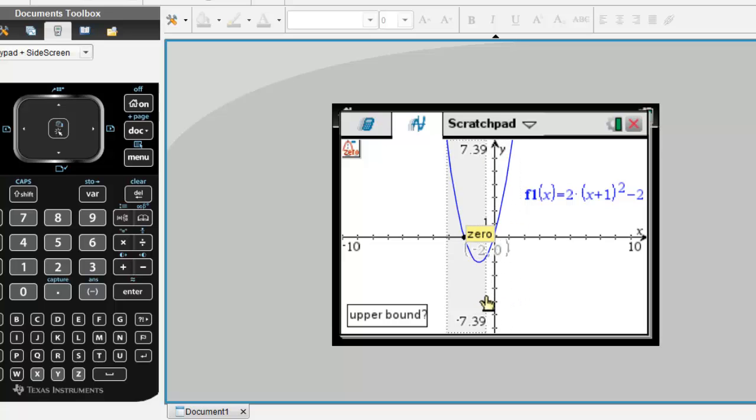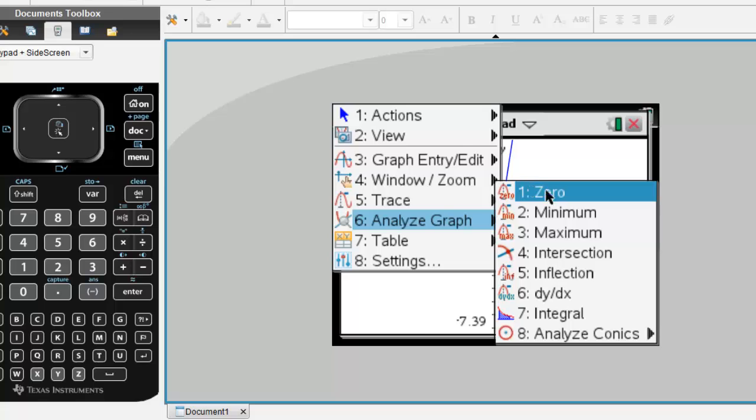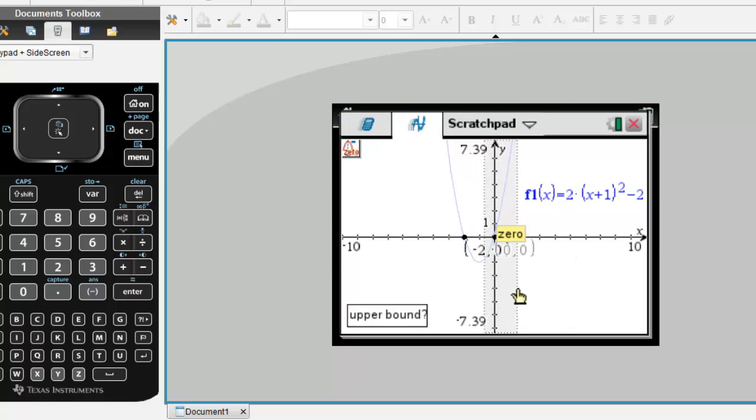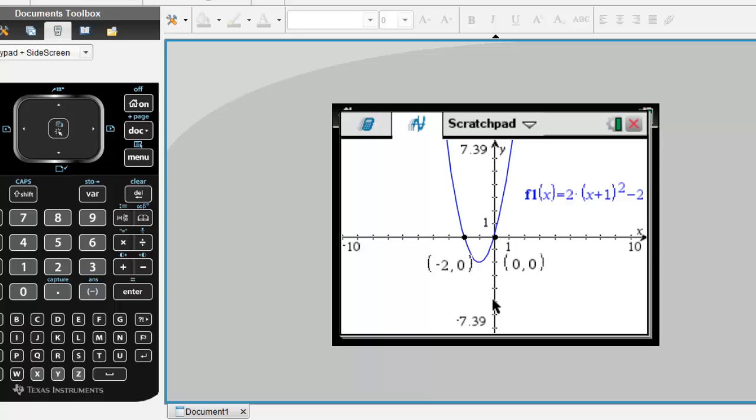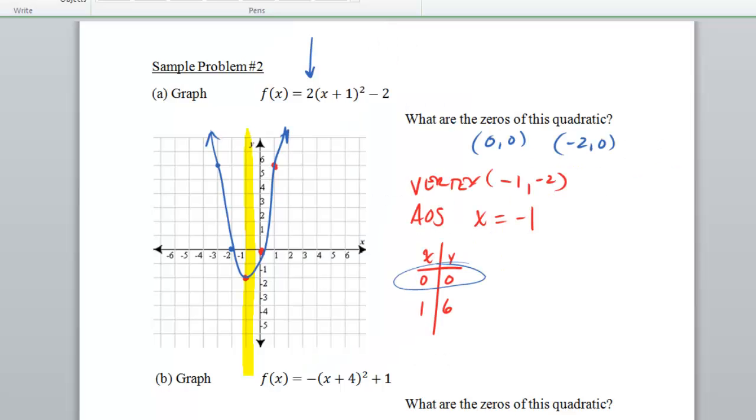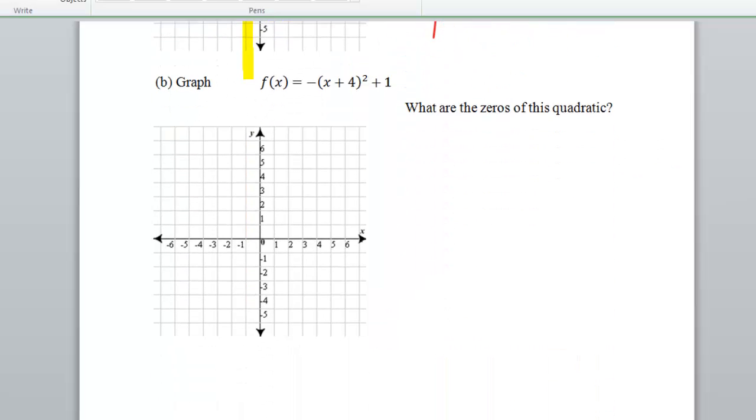But you can see the -2, 0 and the 0, 0. So you can do them one at a time. And of course, if I wanted to do that again, I could actually go from here to there, and that would give them to me both at the same time. So you can see that the calculator can help us find these parts as well. Alright, I'm just going to work through this next one, and you can check your work against mine.